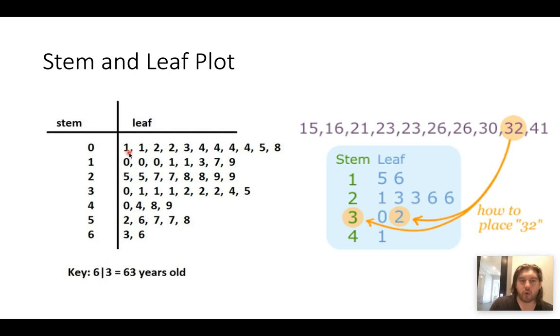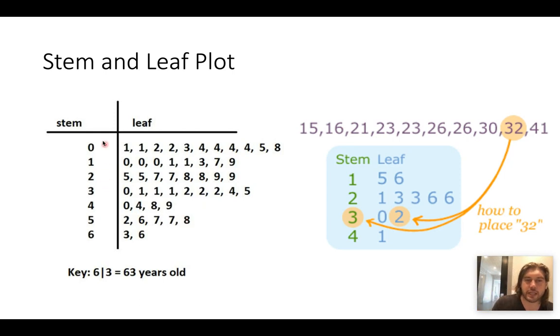So here we have a 1 year old, a 1 year old, a 2 year old, a 2 year old, a 3 year old, a 4 year old, a 4 year old, a 4 year old, a 4 year old, a 5 year old, and an 8 year old. And so you repeat the leaf. So you can have the same leaf multiple times. That just means there's multiple people with that score, or in this case, with that age.